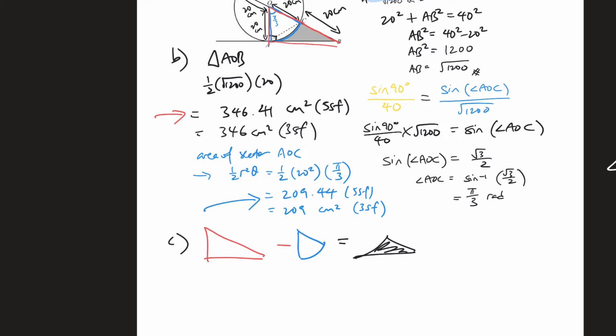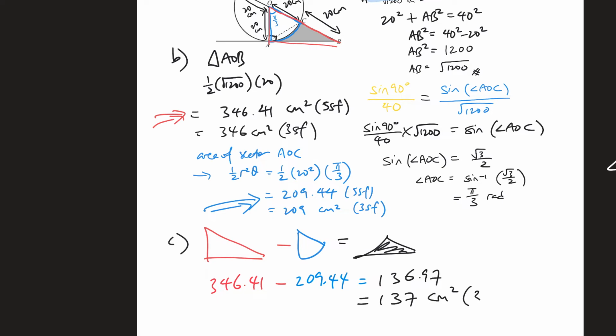And so that really leaves us with the working 346.41, right, over here. Subtract away this, 209.44. And the area of the shaded region is 136.97, and now I put it to 3SF. There we go.